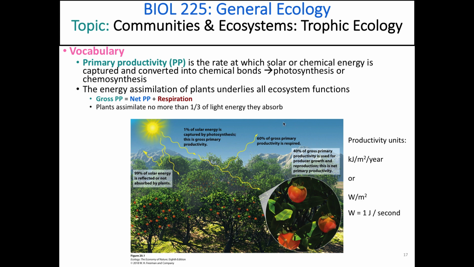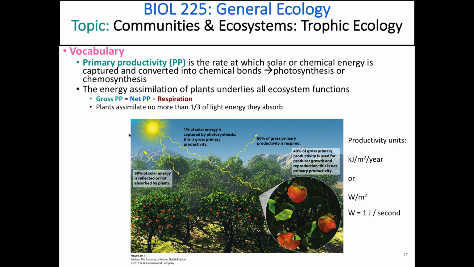Of that 1%, anywhere from 60 to 70% of that gross primary productivity goes directly into the plant, keeping itself alive. So this is known as respiration or respired energy. 30 to 40% of the gross primary productivity is used to grow the plant. So the plant puts out new leaves, it grows flowers, it produces fruit. All of this is producer growth and reproduction, and that's net primary productivity. That's the productivity that is available to the next trophic level.